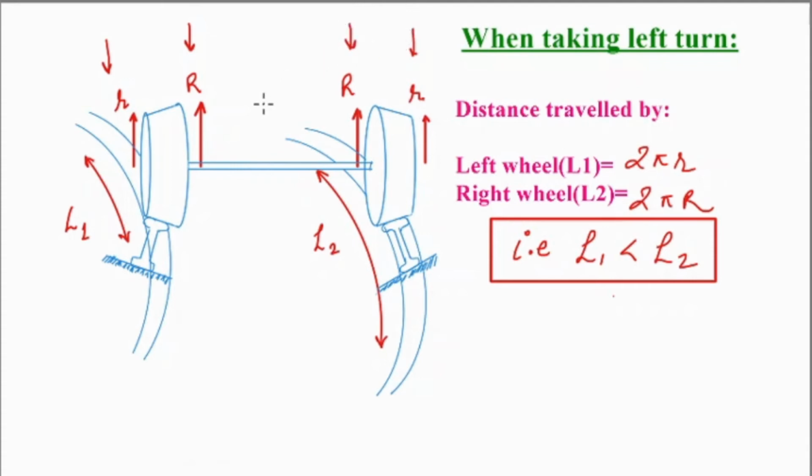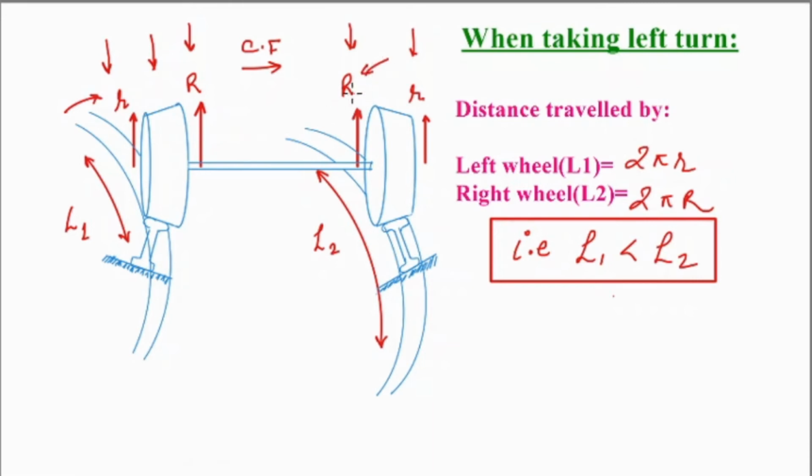Now, when the train takes a left turn, what happens is due to the centrifugal force, the whole wheelbase is shifted towards the right side. So when the train takes a left turn, due to the centrifugal force, the whole base here is shifted towards the right side. Now what happens is that the wheel on the left side here is moving with a radius small r, and the wheel on the right side here is moving with a radius capital R.